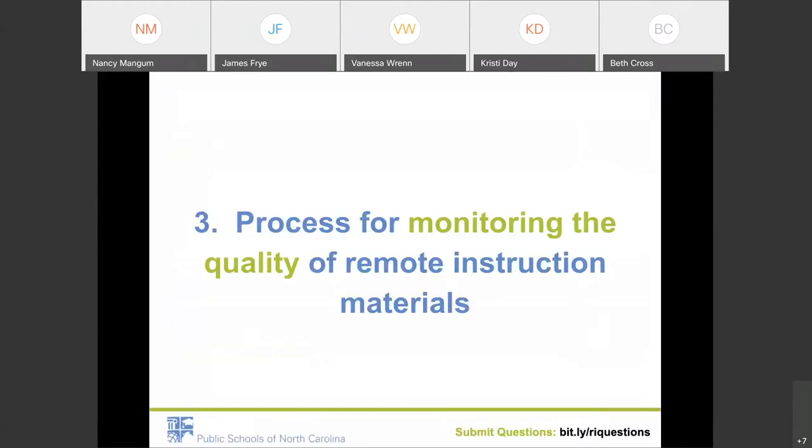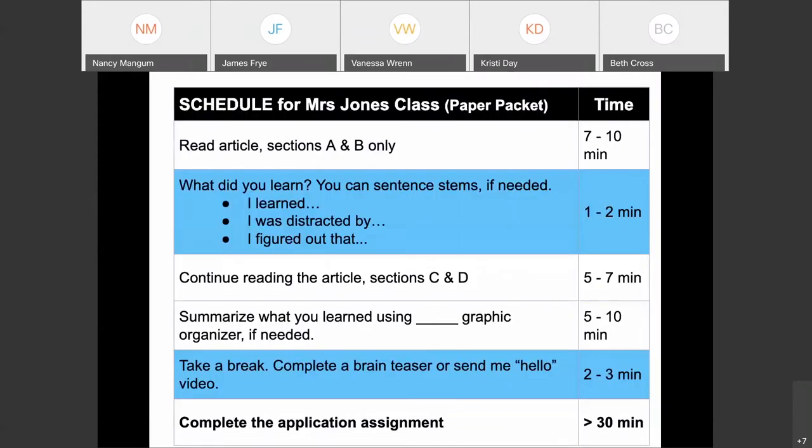So maybe they're going to read the article. That should only take about 7 to 10 minutes. Then you see the switch modality there in blue, where you're asking students to tell somebody or write down what they learned. Then they're going to continue reading the next part and then summarize the learning, maybe even using a graphic organizer. Then there in blue, you see a break, a brain teaser, or a quick send me a hello video to the teacher.